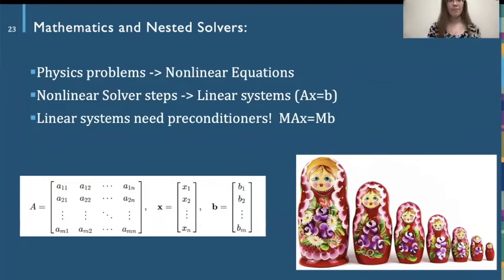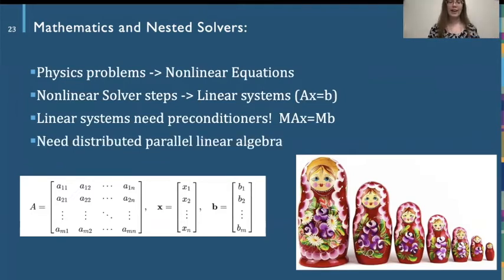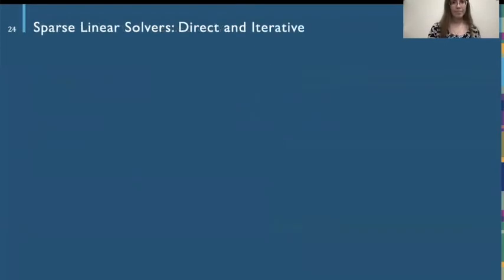Now, after we have these linear systems and preconditioners, we need a code system for distributed parallel linear algebra for running these solvers on our large computers. So now that you understand that nested layer, let's talk a little about the sparse linear solvers available in Trilinos.